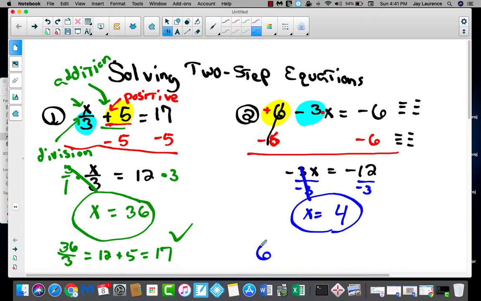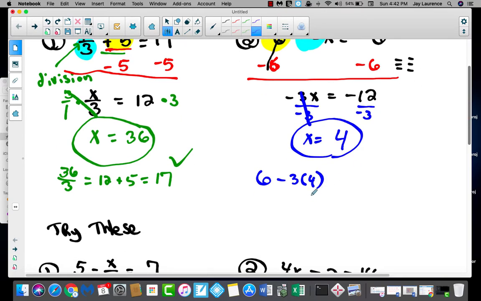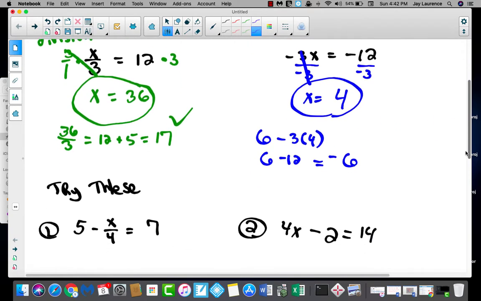Let's go with 6 minus 3 times 4. And let's follow the order of operations. And when we do that, we're going to get 6 minus 12. The signs are different, so it's a subtraction problem. So 12 minus 6 is 6. But the 12 is farther from 0 on a number line than the 6 is. And so I keep its sign. There we go. All right.